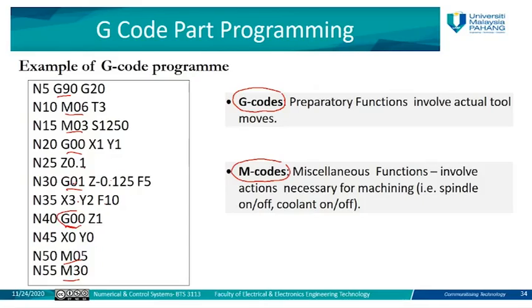This G01 will be applicable for these coordinates, and also will be applicable for this line. Not only for the line here, but after finishing this line, it will move to the other line. This is the idea of modal code, G modal and non-modal. We are going to see later on.